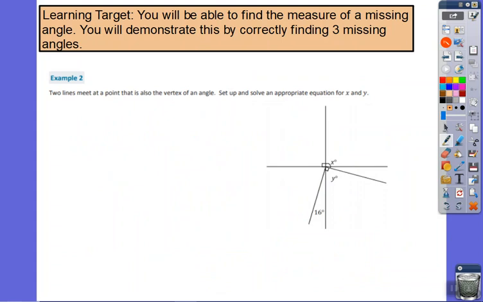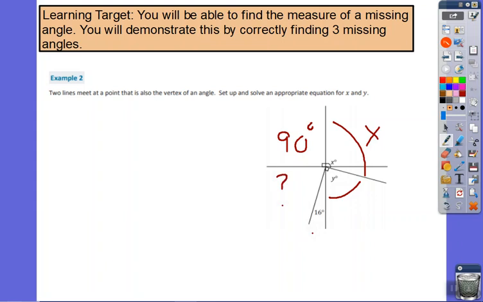Two lines meet at a point that is also the vertex of an angle. Set up and solve an appropriate equation for x and y. Okay, so I notice this one is a 90 because it has that little square in the corner. I notice x is all of this. I notice y is just this piece. Here's 16, and then I don't know what that piece is over there.